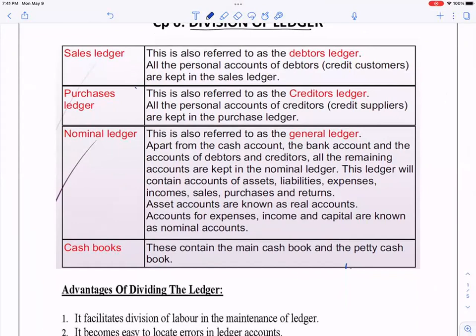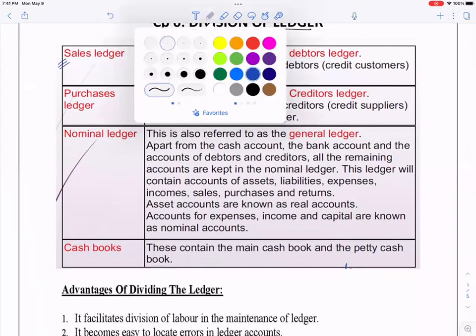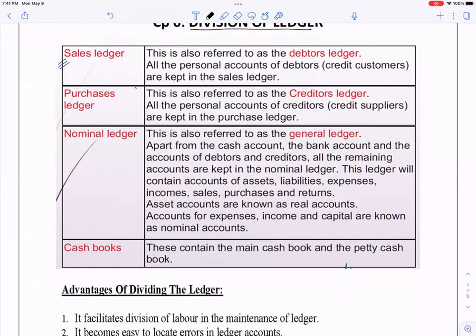What do you write in sales ledger? Basically credit sales for the month. No. Which account comes in sales ledger? Debtors account. Okay, personal account of all your customers. Suppose if A is your customer, so A's account will come in which ledger? Sales ledger.